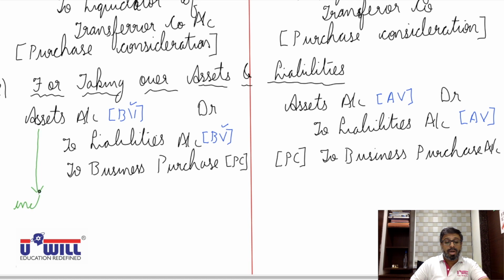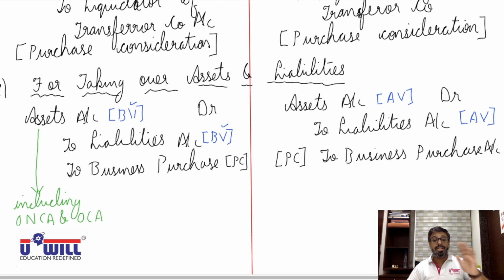Assets will include all assets, including fictitious assets. Means in your new company's balance sheet format, it would be other non-current assets and other current assets item. Okay, fictitious assets in the new company final accounts format, they will be under which heading in the asset side? In non-current assets, they will be under the heading other non-current assets like discount on debentures, etc. Or they will be under other current assets.